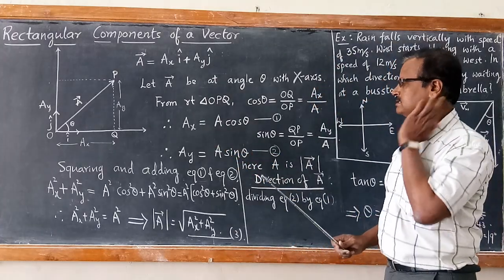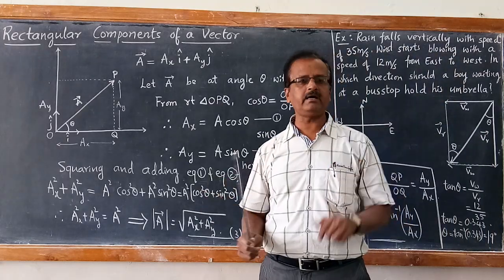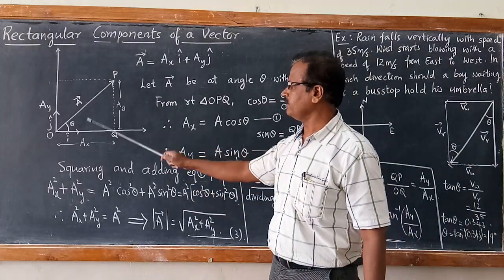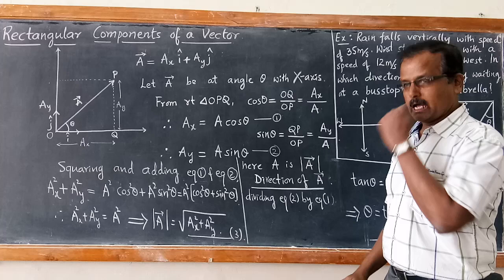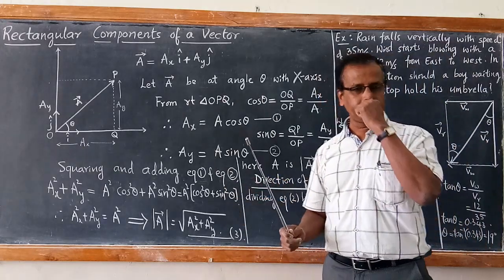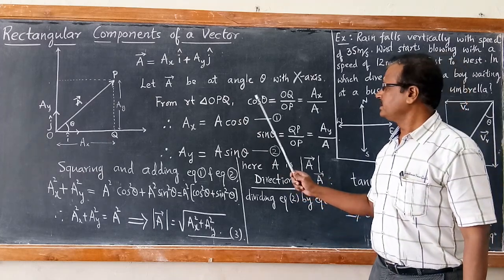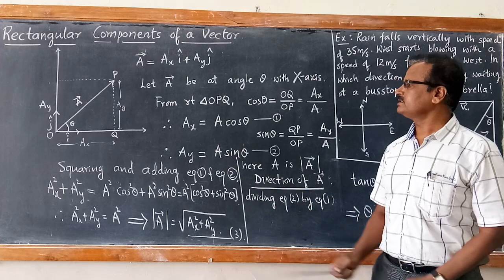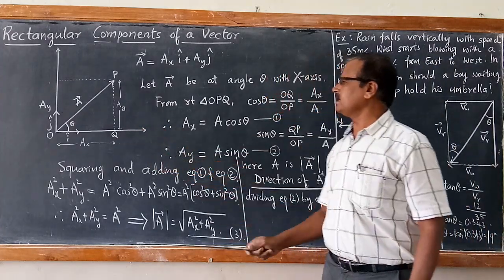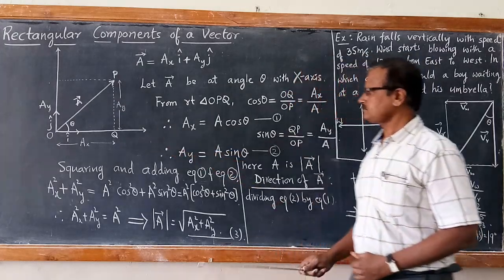Now let us consider that vector A is subtending an angle theta with the x axis. If theta is the angle subtended by vector A with the x axis, then how do we find the x component and y component in terms of angle theta? How to find out the values of the x component and y component in terms of this angle theta and the magnitude of the vector A.